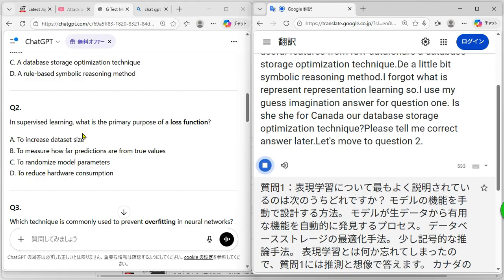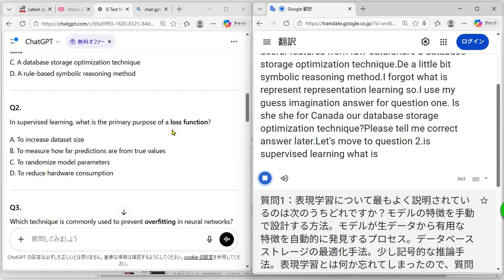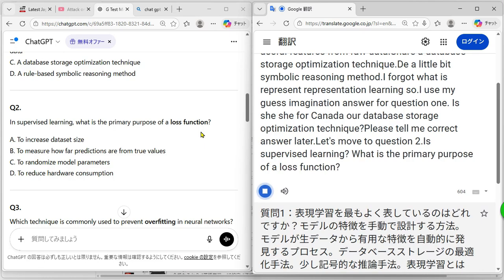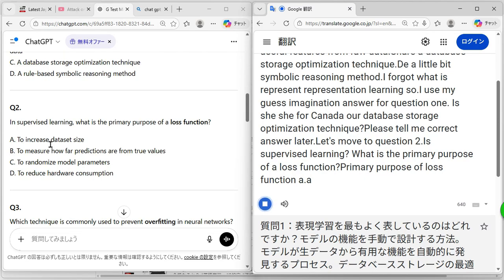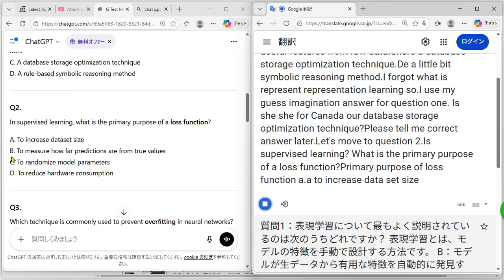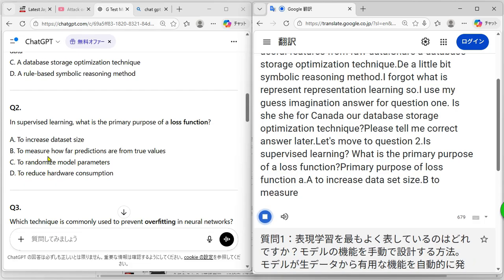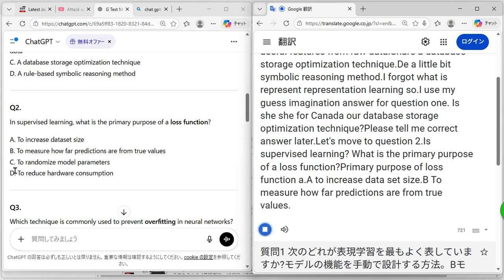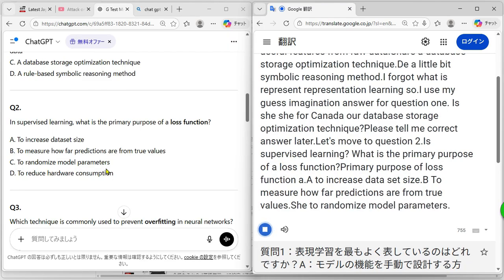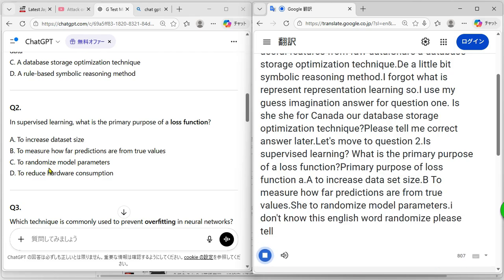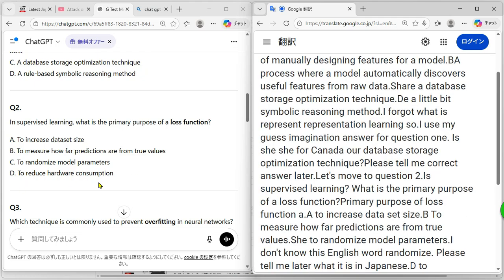In supervised learning, what is the primary purpose of a loss function? A. To increase data set size. B. To measure how far predictions are from true values. C. To randomize model parameters. I don't know this English word, randomize. Please tell me later what it is in Japanese. D. To reduce hardware consumption.